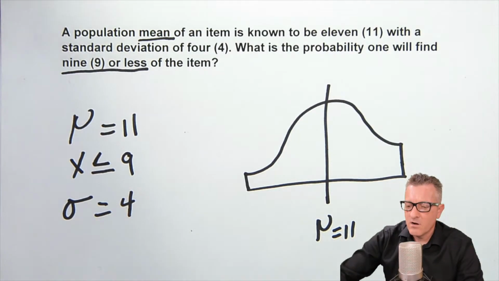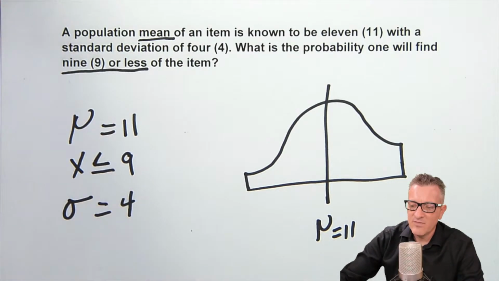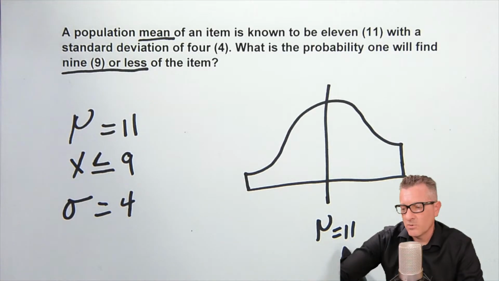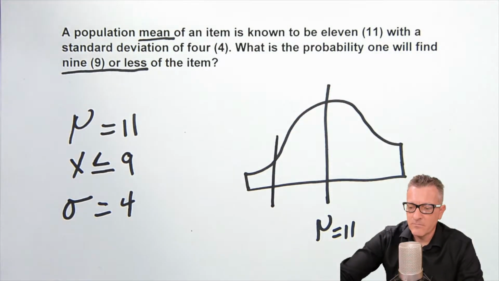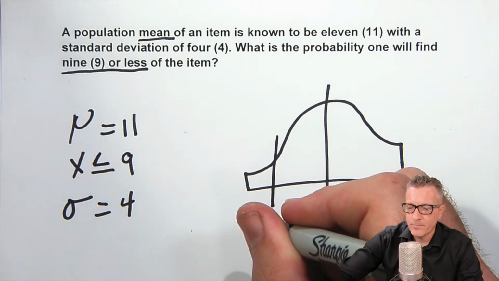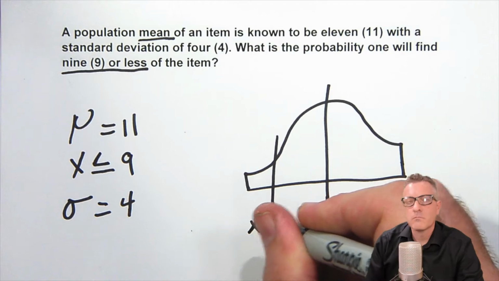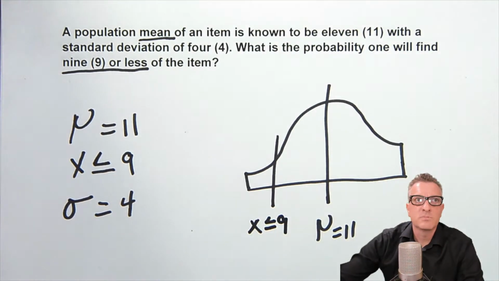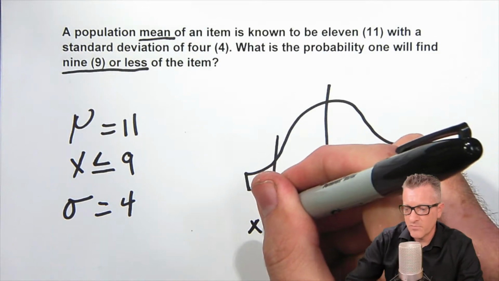So if our x value is 9 or less, it needs to be on the left-hand side of mu, in this case because mu is 11. So I'm going to draw where we place our 9 over here. So we're going to go like this. Okay, so the big thing here is that I drew out my picture properly.